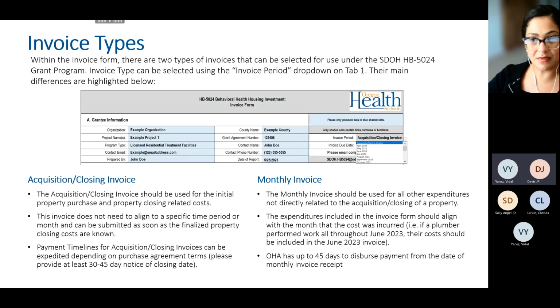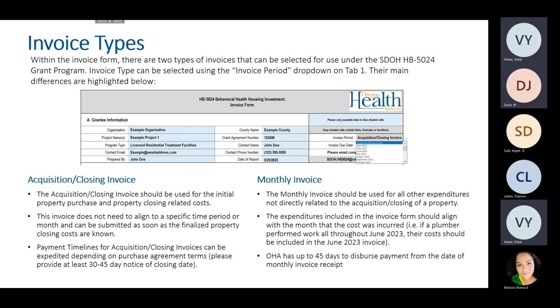Moving on to the different invoice types. So there are two main invoice types to choose from using this one invoice form. The first invoice type is called the acquisition and closing invoice. So this invoice is to be used for those real property purchases, and typically will be the first invoice form that the organizations will submit for reimbursement from OHA.